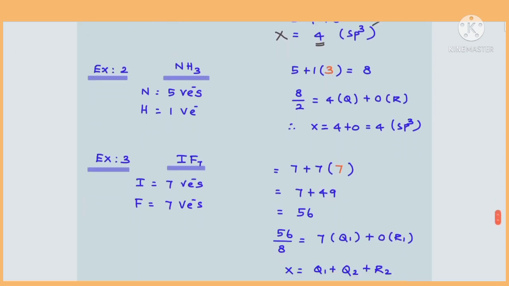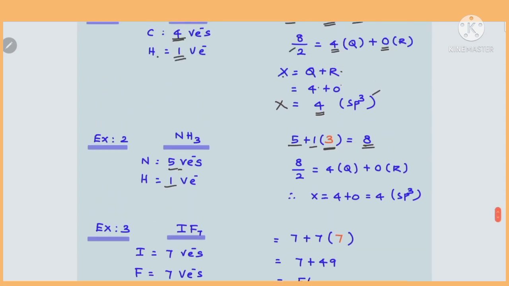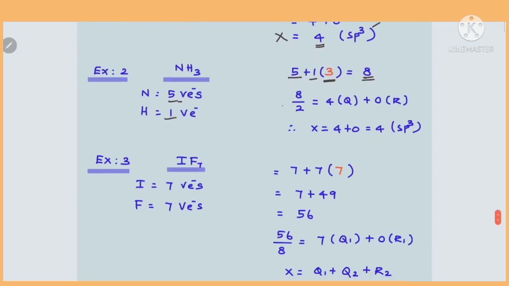Similarly, the ammonia molecule. Nitrogen valence electron 5, hydrogen 1. I am adding the valence electrons: nitrogen 5 valence electrons plus hydrogen valence electron 1, but there are 3 hydrogen atoms, so 1 into 3. Total 8. The previous one also had a sum of 8. 8 or below 8, you are going to divide by 2. Similar calculation as the previous one. You get sp3 hybridization.